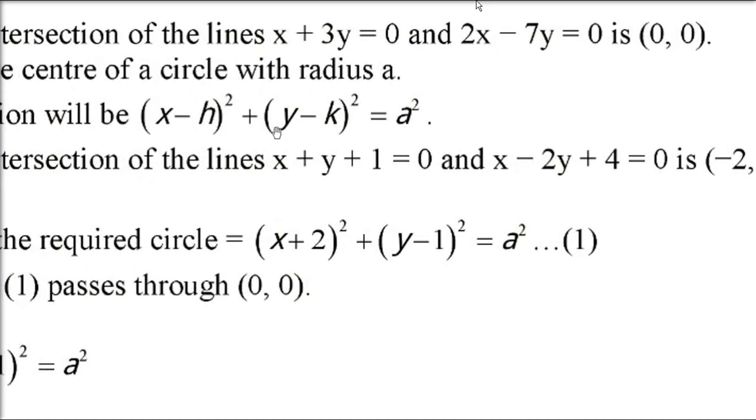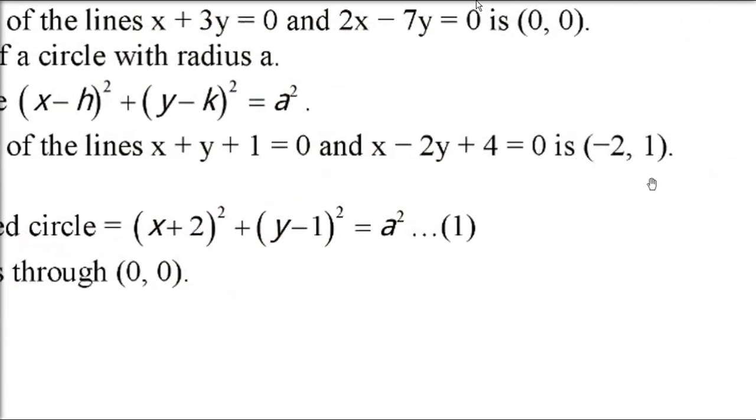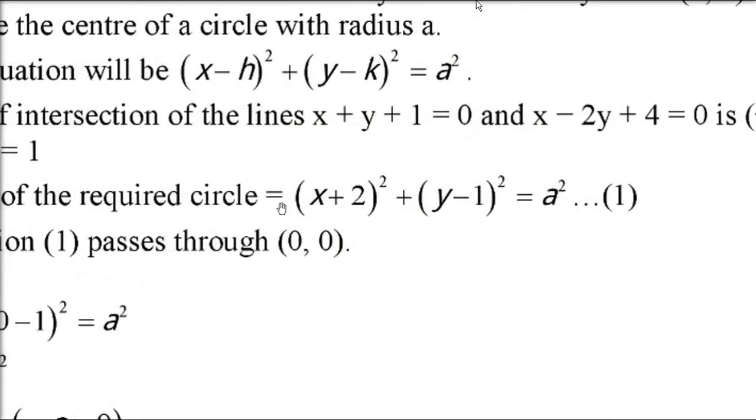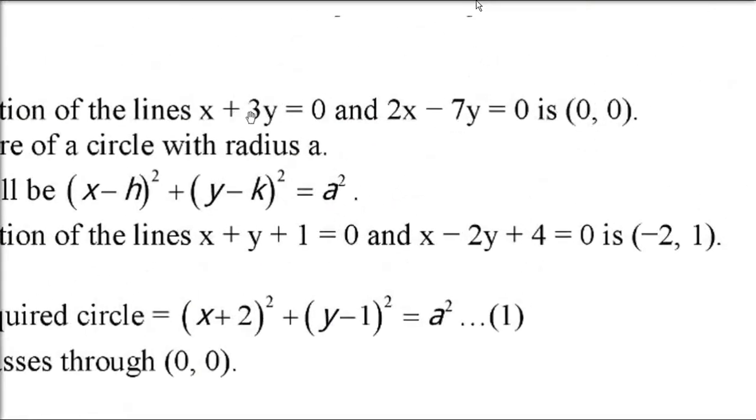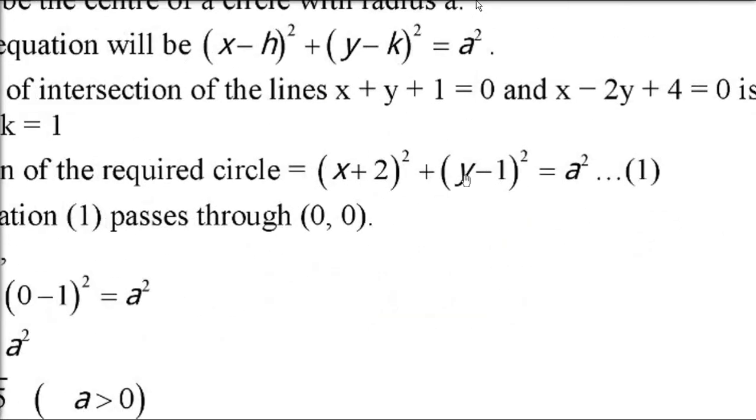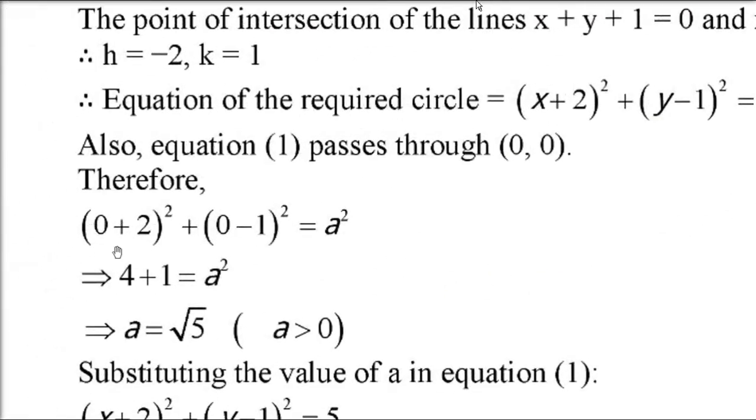We know the original equation, (x minus h) whole square plus (y minus k) whole square equals a square. In place of h and k, just put minus 2 and 1. A square will be there. But this circle is passing through (0, 0). So you will place x and y as 0, 0. This is x, this is y. So just put this and try to find out a. You will get a as root 5.